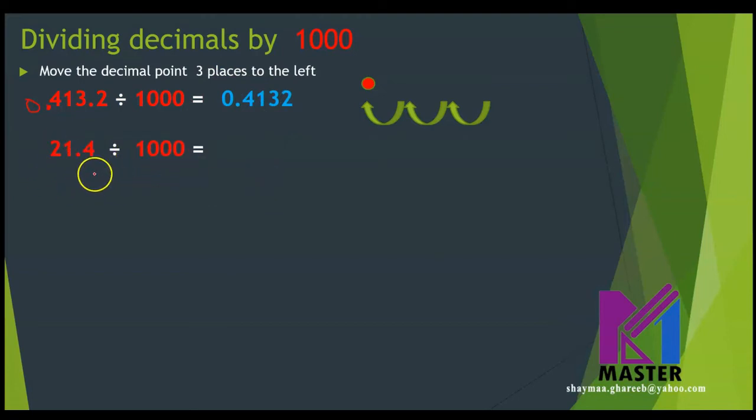21.4 divided by 1000. If I move the decimal point 3 places to the left, I only have 2 places. So I will add 0 before this 21. It's still 21 as it is. Nothing changed. It didn't affect the value of the number. So now I have 3 places, so I can move the decimal point 3 places to the left, so it will be here. So my number will be 0.0214.